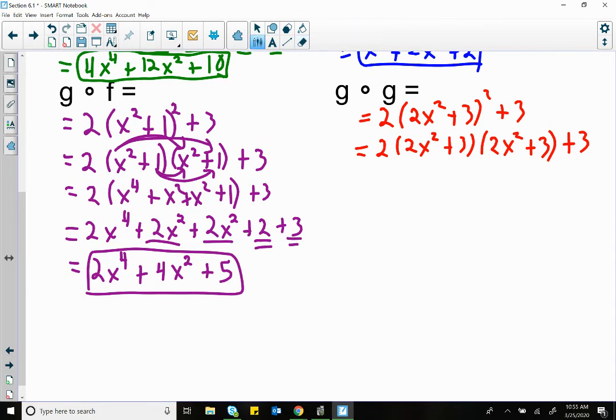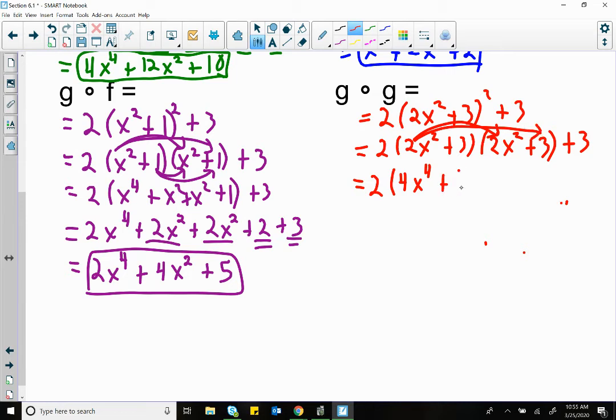So doing some foiling. Again, we'll have that 2 with a parenthesis because we're going to distribute that after I'm done foiling. That gives us 4x to the 4th, because 2x squared times 2x squared is 4x to the 4th. 2x squared times 3 is 6x squared. 3 times 2x squared is again another 6x squared. 3 times 3 is a positive 9. Close that parenthesis and put the plus 3 on the outside.